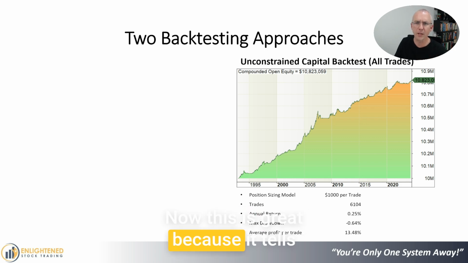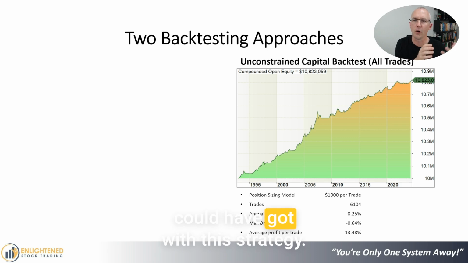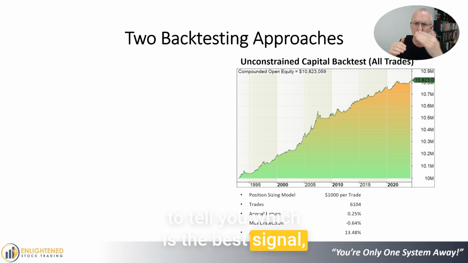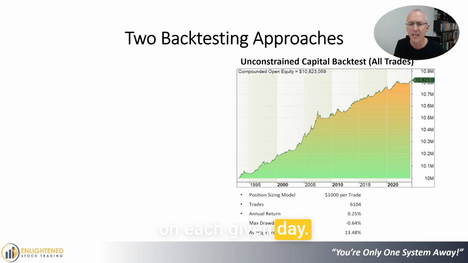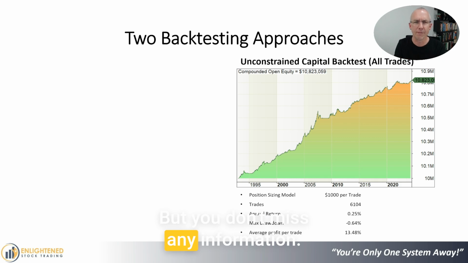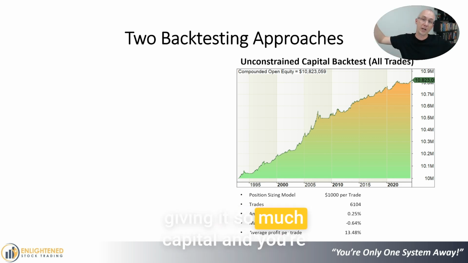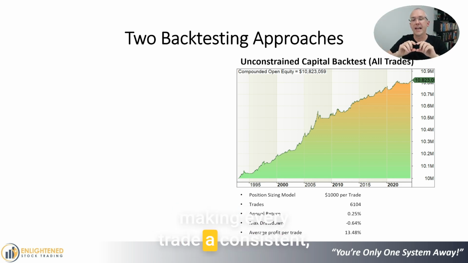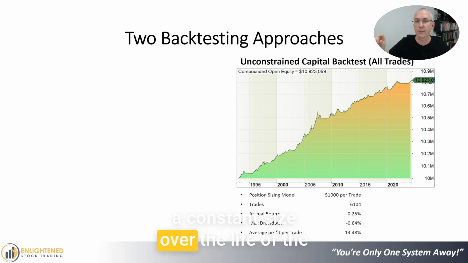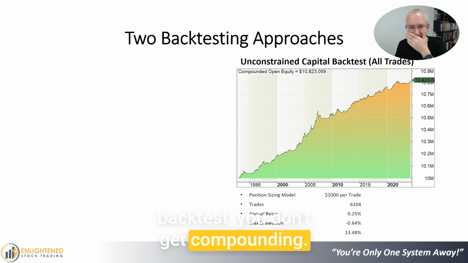Now this is great because it tells us every possible signal that we could have got with this strategy. You should have a ranking formula to tell you which is the best signal and which is the second best signal on each given day. But you don't miss any information with this approach. But the trouble is, because you're giving it so much capital and you're making every trade a constant size over the life of the backtest, you don't get compounding.